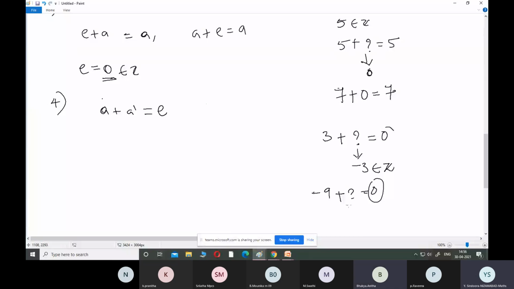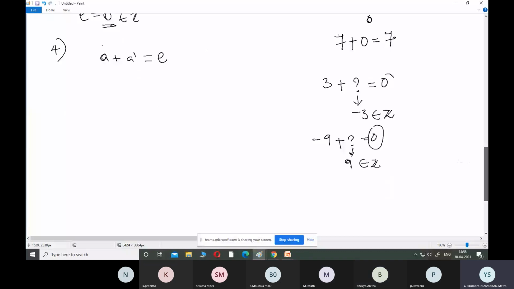Now -9 added with what, I'm getting 0? 9. -9 added with 9, I'll be getting 0, right? So in place of the question mark, I should be having 9. Does 9 belong to the set of integers? Yes. So for any element, can I say an inverse exists in the set of integers? Yes.